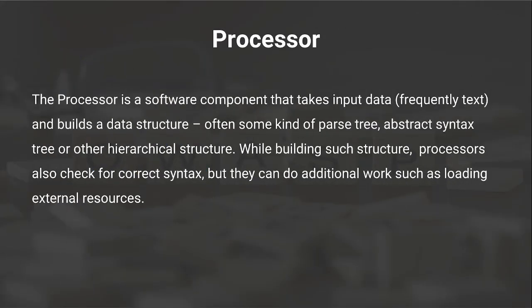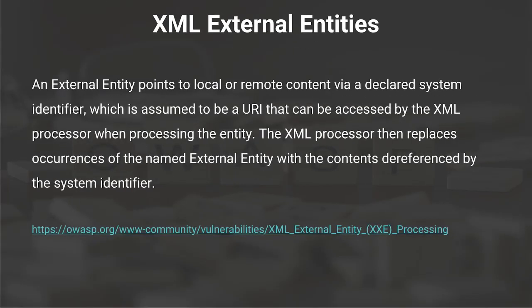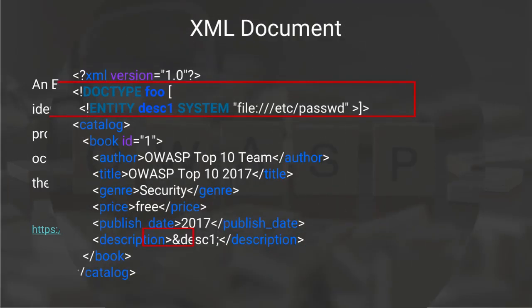Processors take XML as input, walking through the content to build a structural representation of the input. This representation can be manipulated more easily, for example storing data in a database or outputting it in another format such as HTML. While doing this, processors can also do some additional tasks based on the input directives. The XML standard defines a concept called entity, which is a storage unit of some type. External entities point to local or remote content using a URI. Then, the processor is responsible for requesting such URI and replacing occurrences of the named external entity in the document by the retrieved content. This is how it works.